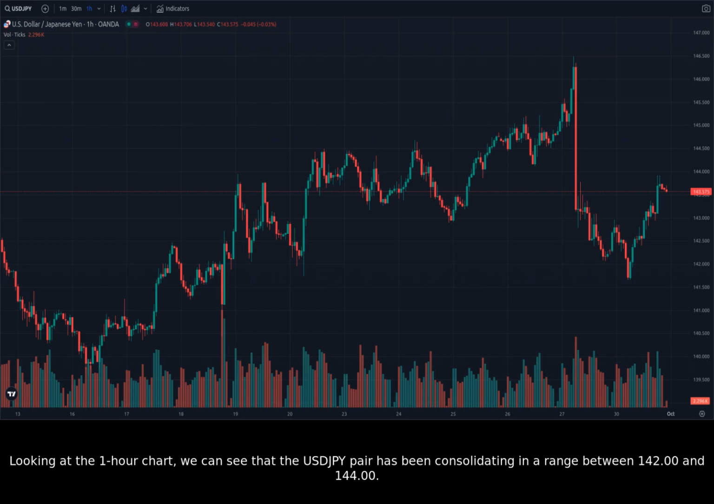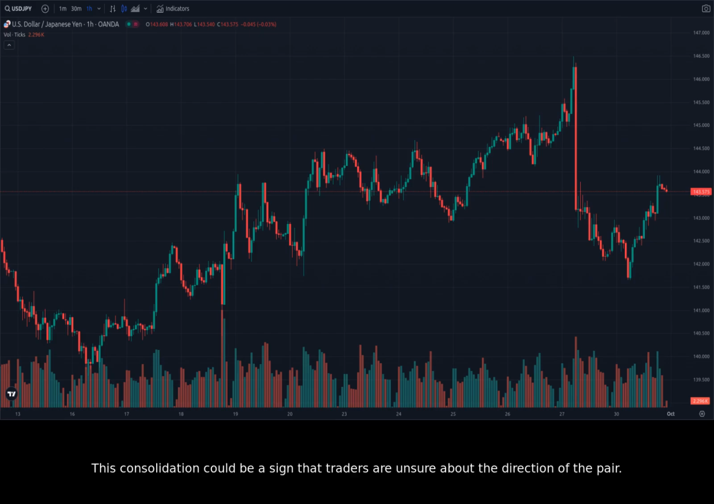Looking at the one-hour chart, we can see that the USDJPY pair has been consolidating in a range between 142.00 and 144.00. This consolidation could be a sign that traders are unsure about the direction of the pair.